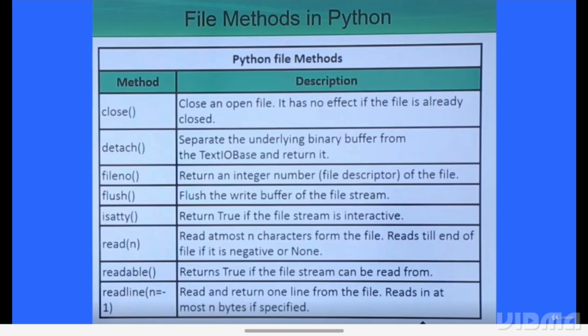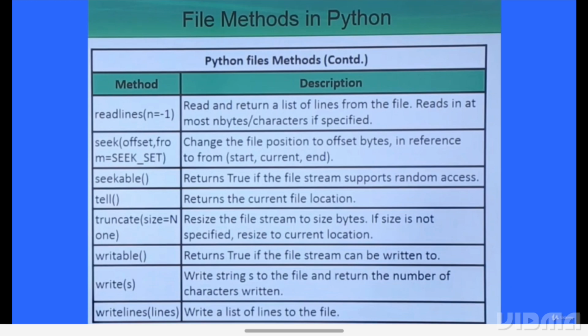Then readline(n=-1) reads and returns one line from the file, and reads in at most n bytes if specified. So the n bytes parameter is there, and this -1 is the default. We have readlines(n=-1), which reads and returns a list of lines from the file, and reads in at most n bytes or characters if specified. Then we have seek(offset, from=SEEK_SET).